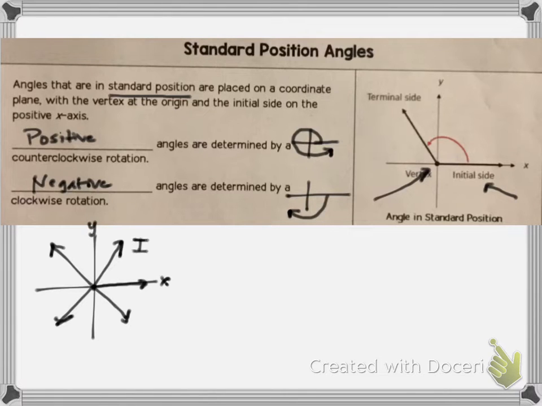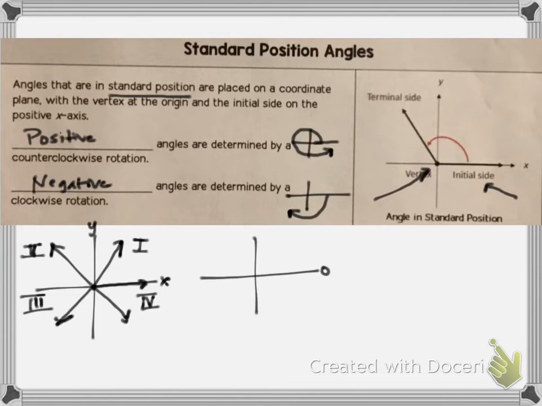And it all depends on what angle it is. So we have, remember the four quadrants. We have the first, second, third, and fourth. And these quadrants never change location. They are the same.